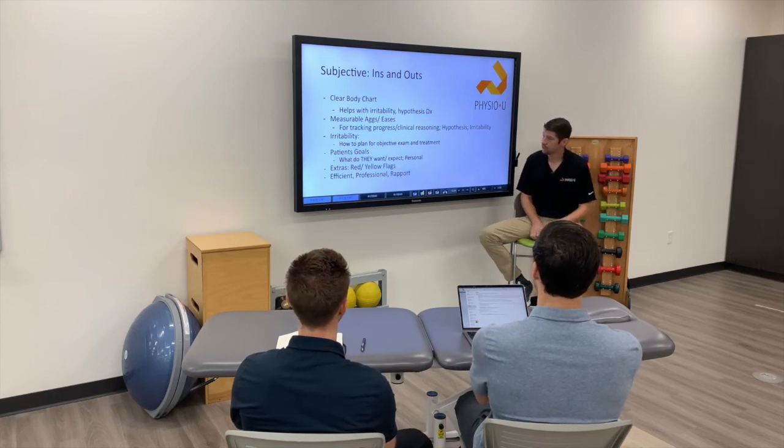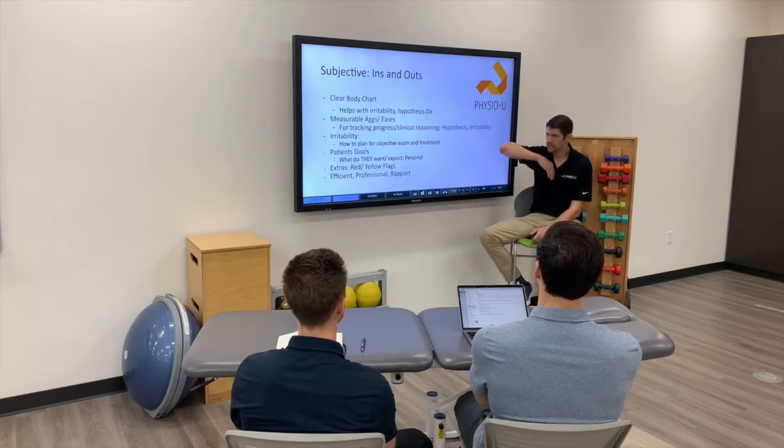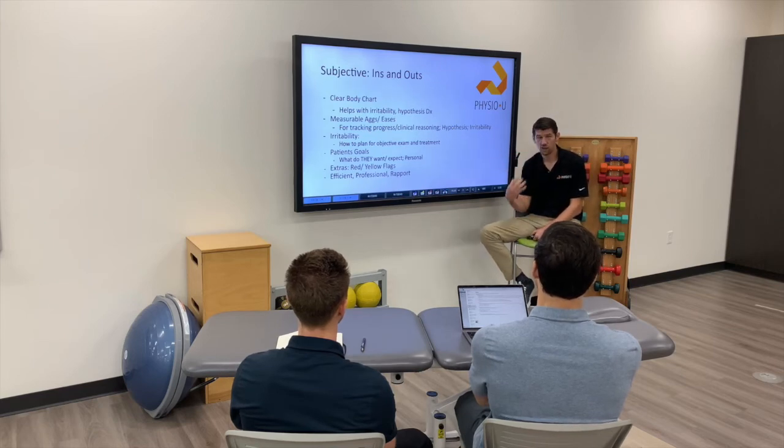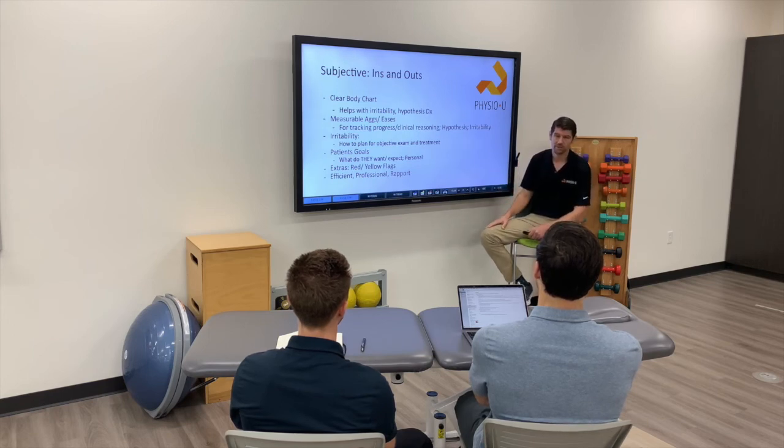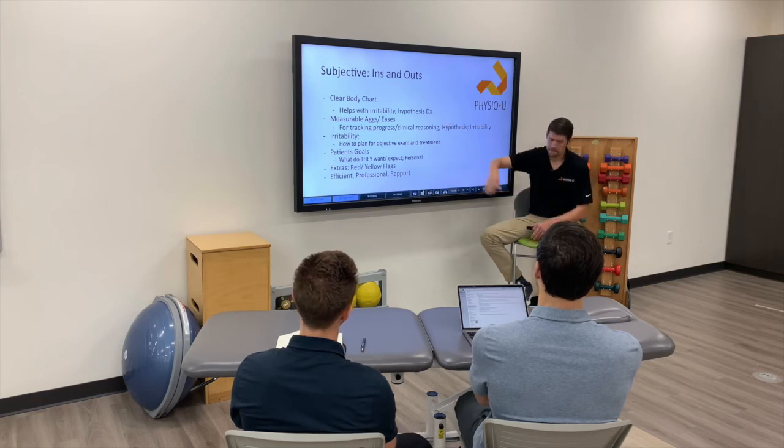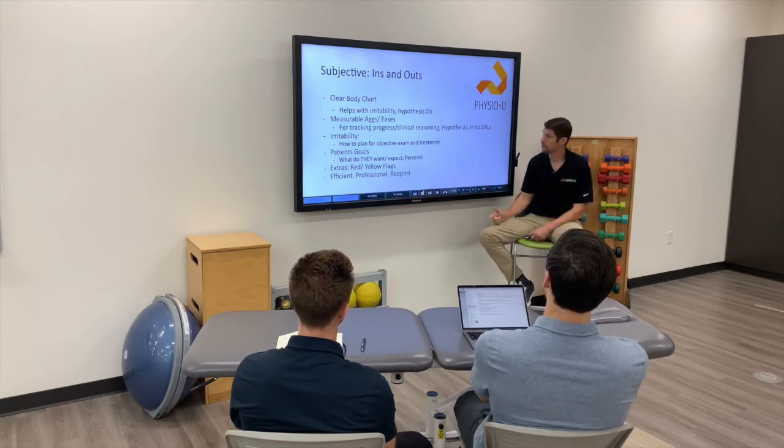So, again, if we talk about the order of our subjective, on the other slide we talked about the big picture we should answer. Sometimes I have a little bit of an order where I do want to start with body chart, because that helps with our diagnosis. It helps a little bit with irritability. Is the pain constant, always there? Is it a burning, sharp, shooting pain, or is it just this dull ache that comes and goes? So right off the bat, I've identified, hey, they pointed to the anterior knee, and it's intermittent, and it's a dull ache. That tells me about irritability. That tells me a little bit about the diagnosis.